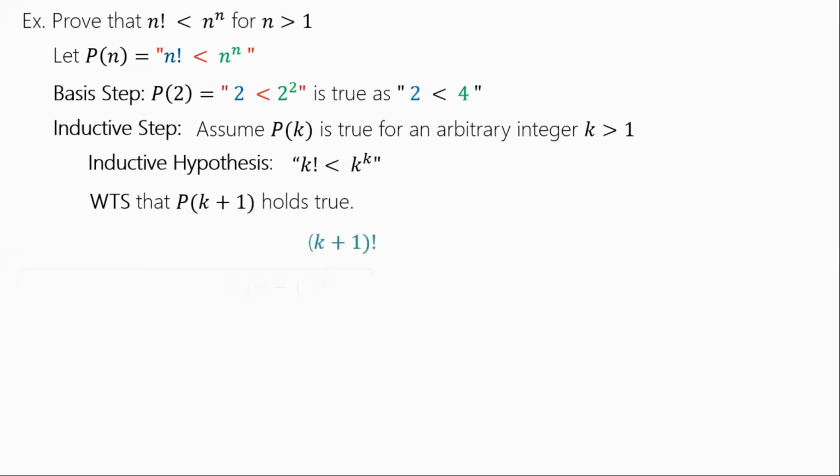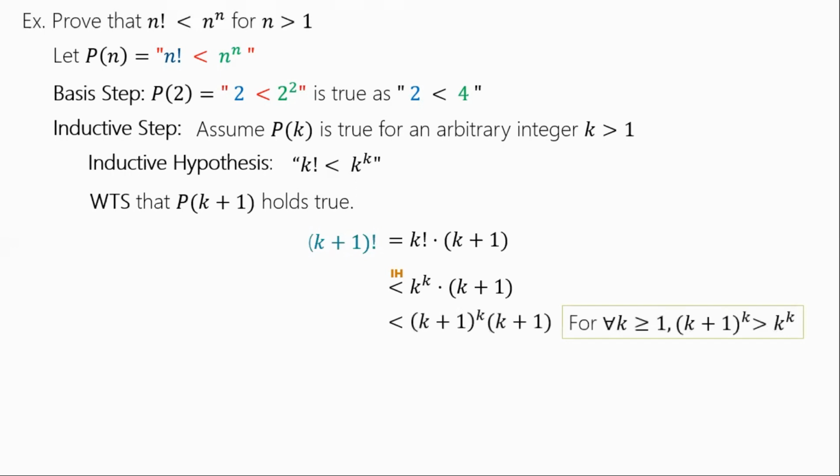Let's start with k plus 1 factorial. Well, k plus 1 factorial can be written as k factorial times k plus 1. And now I know something about k factorial. I know from the inductive hypothesis that k factorial is less than k to the k. I just need to maintain this inequality sign here.